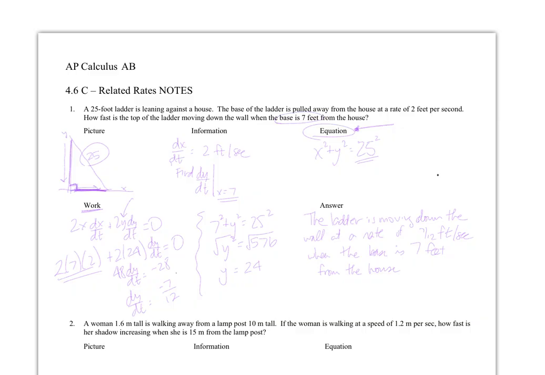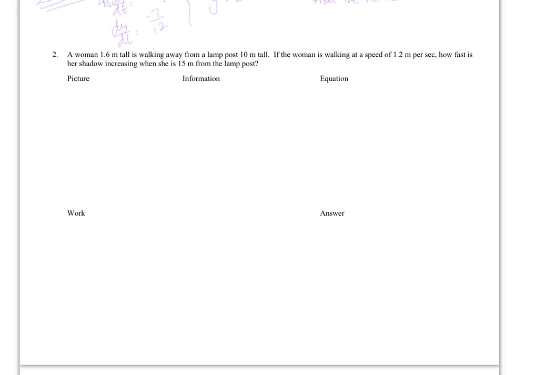Okay, let's try the second one. A woman 1.6 meters tall is walking away from a lamp post that is 10 meters tall. So let's call this the lamp post. And since I'm not the greatest artist in the world, please bear with me. Lamp post, there's some light coming out of it. And then there's a woman, and she is walking away. She is 1.6 meters tall. The lamp post is 10 meters tall.